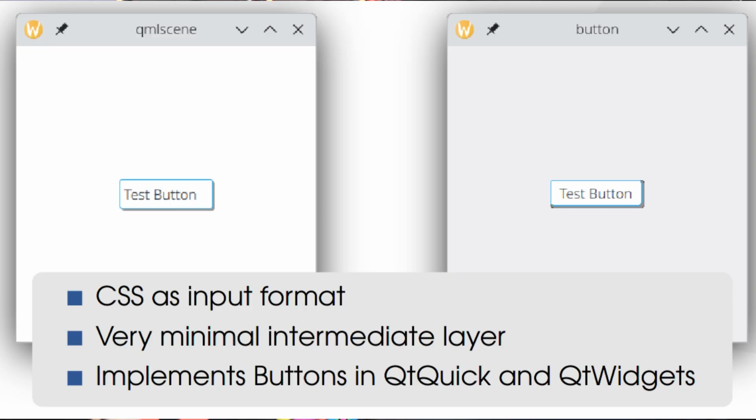Okay, but what about the real-world KDE case? So there is currently a proof of concept, where it takes CSS as the input, converts it into a very minimal intermediate layer, and then implements currently very simple stuff, just buttons in Qt Quick and Qt widgets. And whilst there is a slight difference, that's because the developer just didn't feel like fixing it, the concept works. At least at this very simple level.